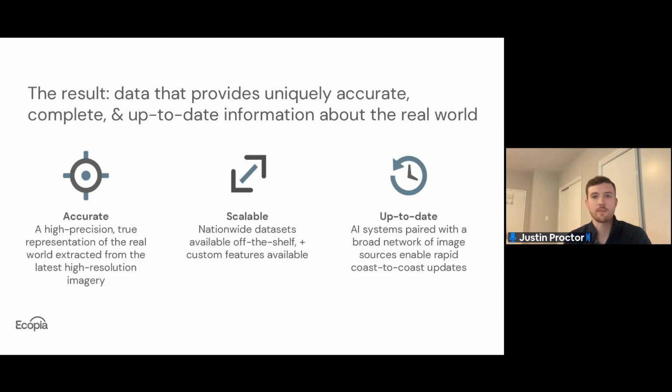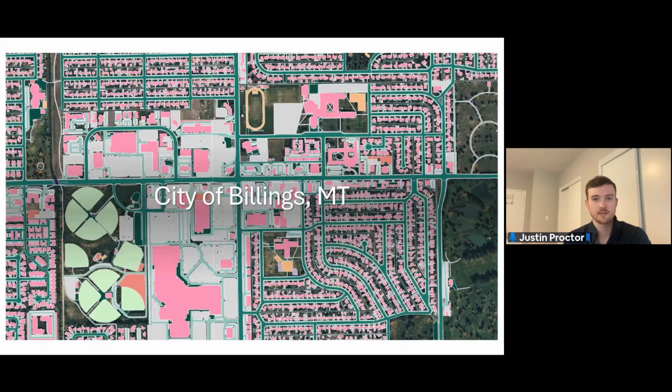So just to recap the past couple of slides, three points I want to stress are the accuracy, the scalability, and the currency of our data. So now into the fun stuff.